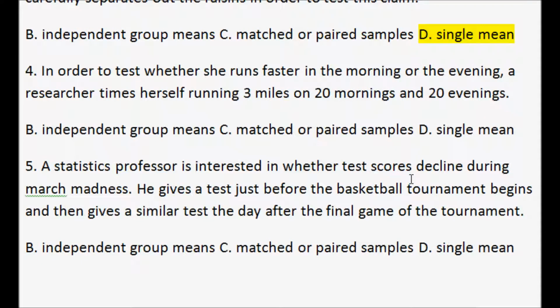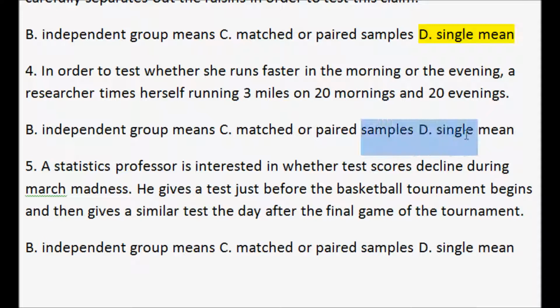The next one, in order to test whether she runs faster in the morning or the evening, a researcher times herself running 3 miles on 20 mornings and 20 evenings. So let's see, this researcher is going to run 3 miles on 20 different mornings and 3 miles on 20 different evenings. So you have two groups of numbers here, the morning runs and the evening runs.